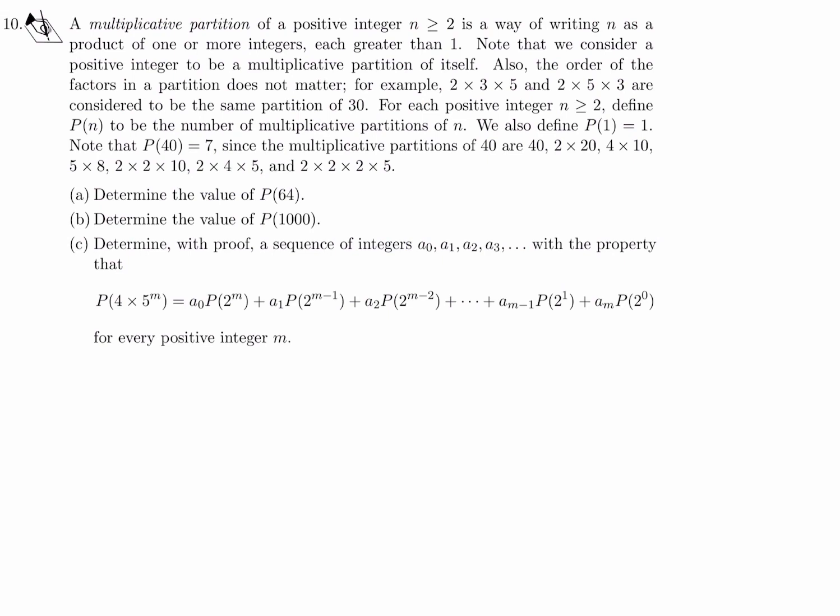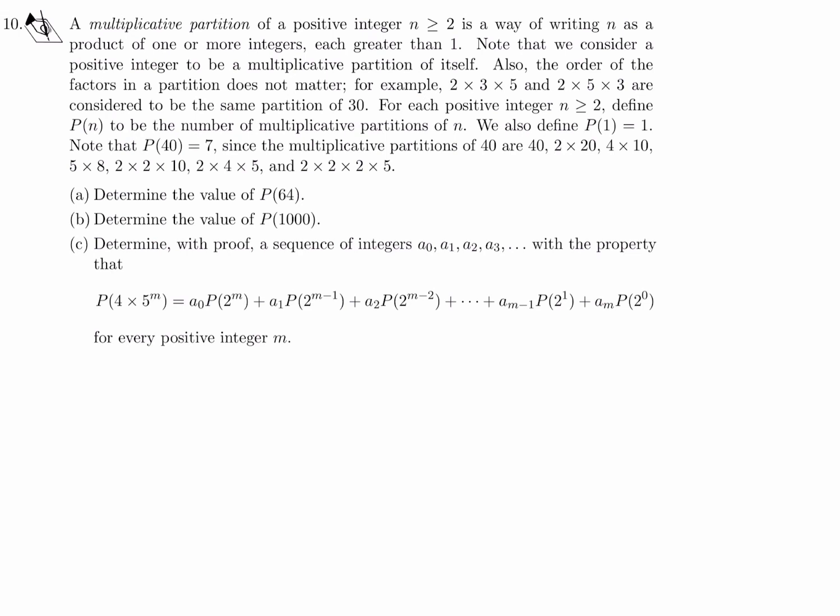A multiplicative partition of a positive integer n greater than or equal to 2 is a way of writing n as a product of one or more integers, each greater than 1. Note that we consider a positive integer to be a multiplicative partition of itself. Also, the order of the factors in a partition does not matter. For example, 2 times 3 times 5 and 2 times 5 times 3 are considered to be the same partition of 30.